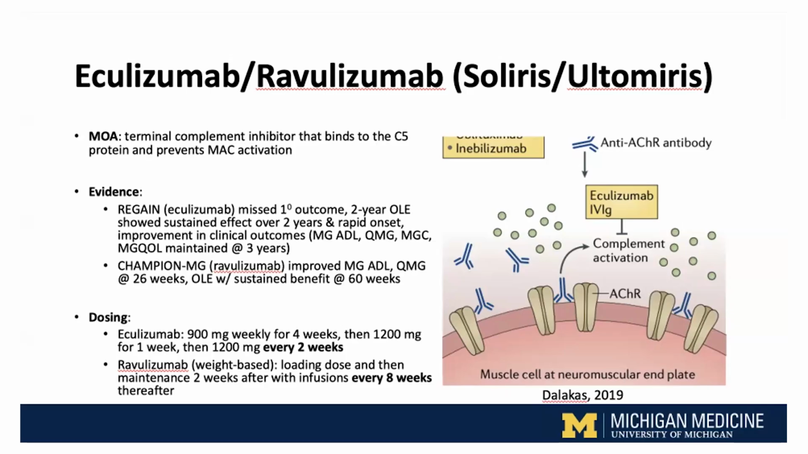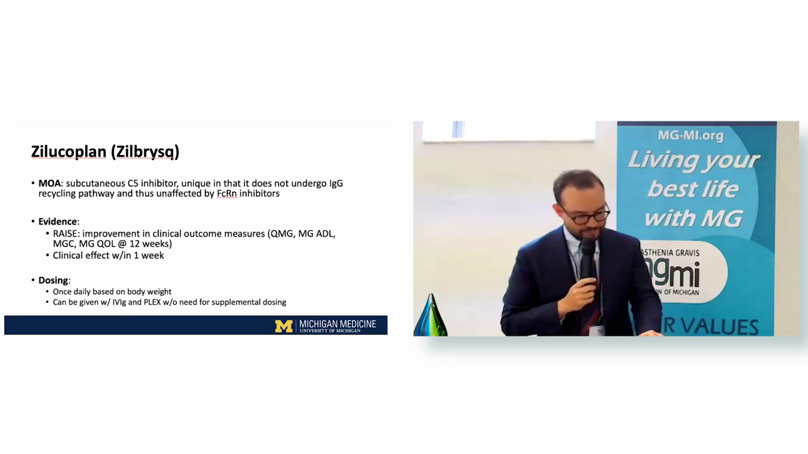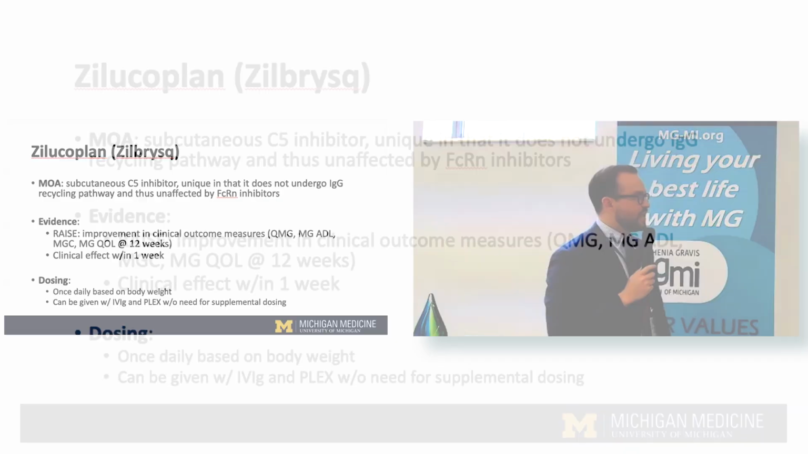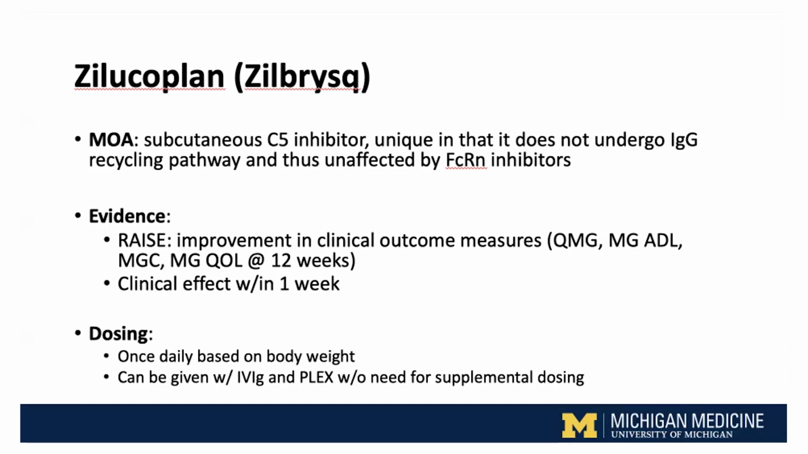Zilucoplan is a more recent complement inhibitor that's been approved by the FDA, and it's unique in that it's subcutaneous. It's not an infusion that you get through an IV, it's an injection you give yourself. So if somebody has bad veins, for example, they might have a lot of vascular disease and it's just hard to get access, this could be a good option.